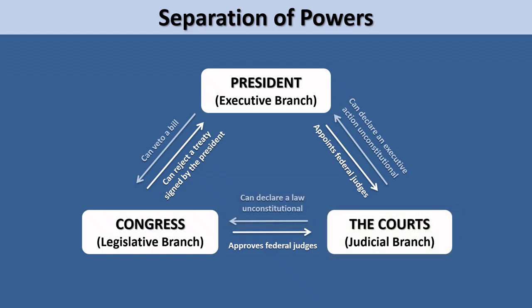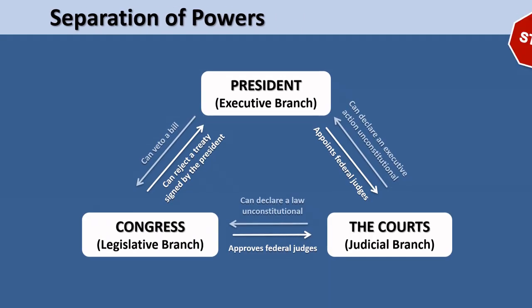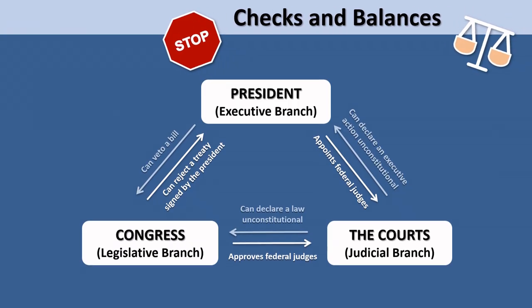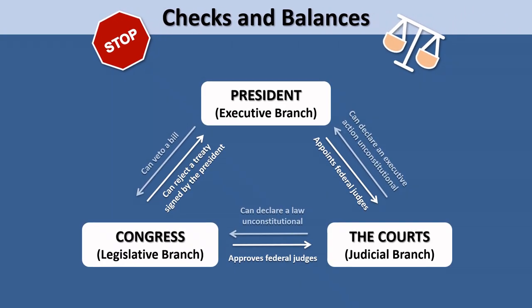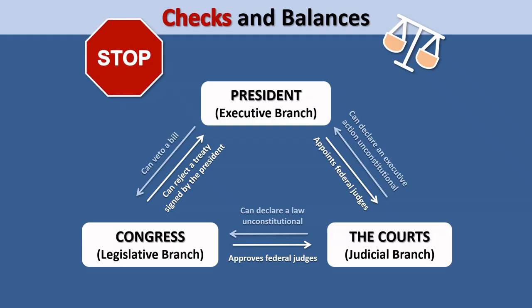Because of separation of powers, each branch of government has certain ways of stopping or slowing down the other two. This is called checks and balances. Checks, in this context, are things different parts of government can do to stop or slow down actions taken by other parts of government.